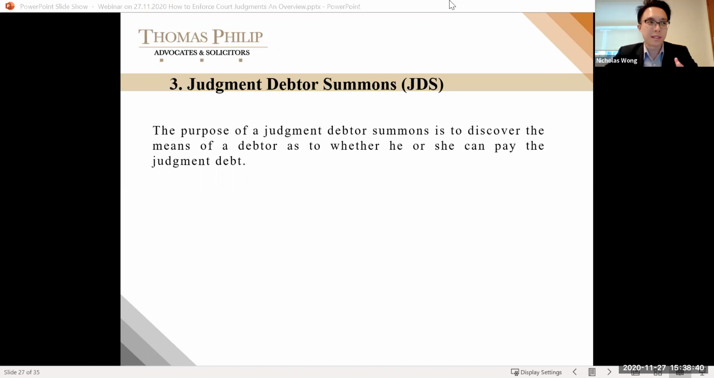The overview is that you do this when you want to get a better idea of what the judgment debtor's financial situation is, what assets they may have that they might use to be able to pay off their debt, and it can be a good starting point for you to then decide what ways you want to go to execute against them further.